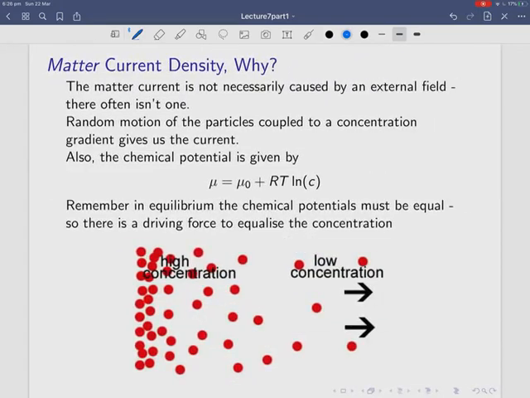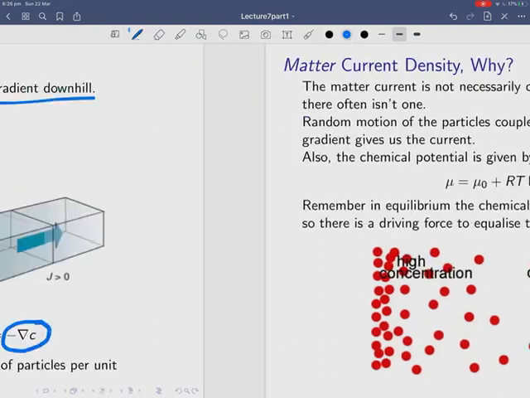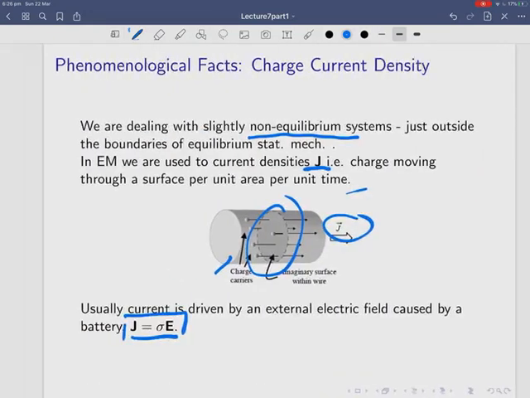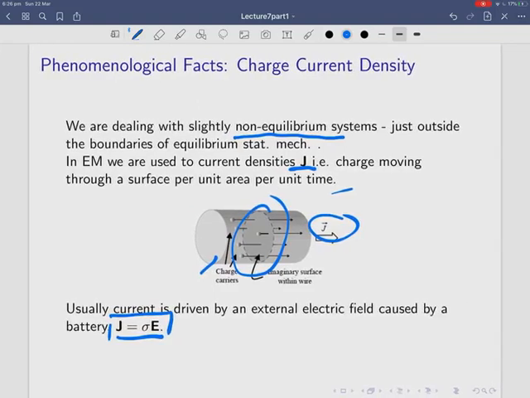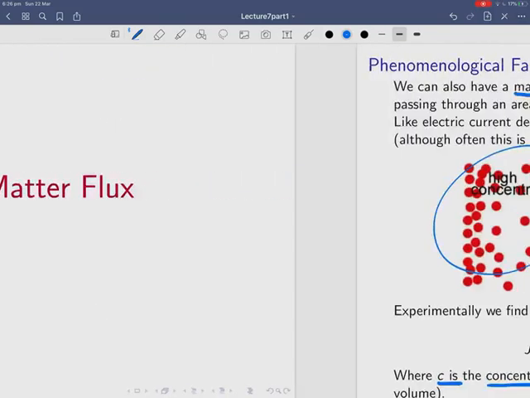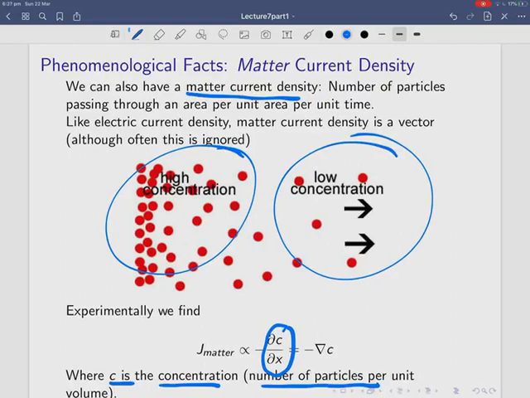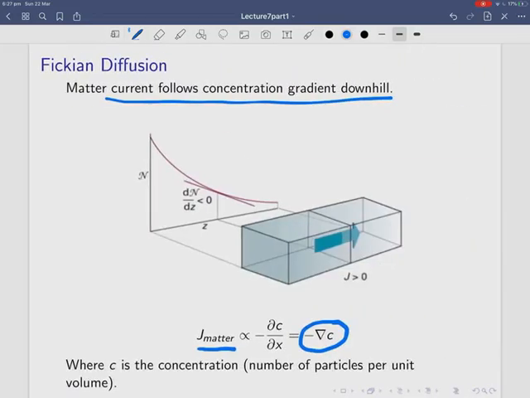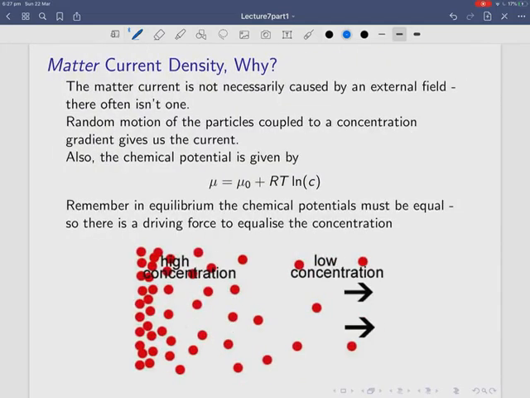So, how do we get a matter current density when we don't have any external field? Well, often we won't have an external field, but it doesn't matter. Remember, when we dealt with charge current density, we normally had an electric field, and the charge current density was proportional to the field. That's what you're used to. But here, in the case of matter current density, we don't have a field. All we have is a high concentration of particles or a low concentration of particles, and we still get a matter current density. So how does that work?